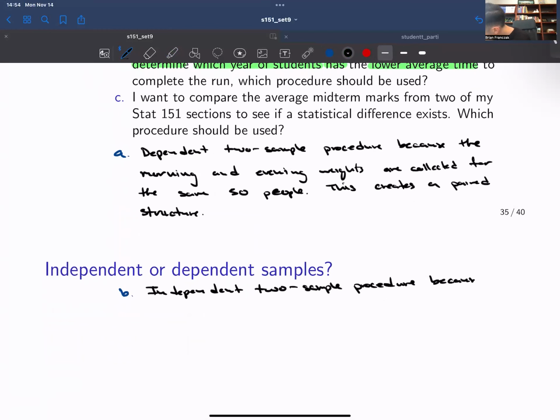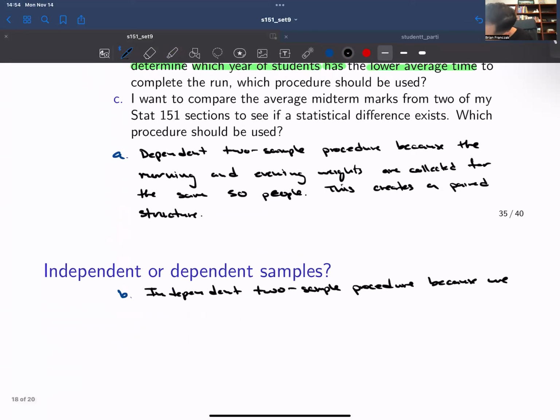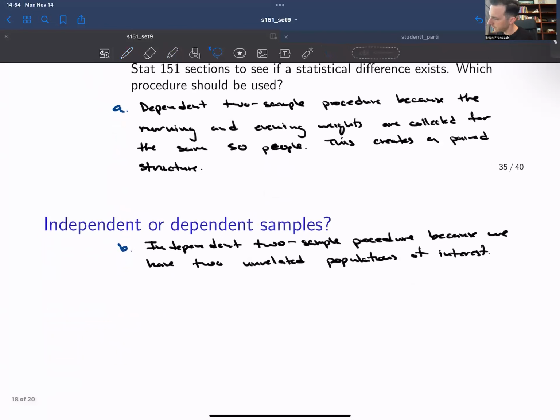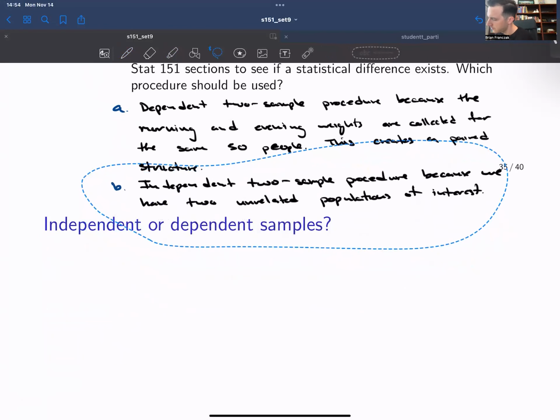because we have two unrelated populations of interest. I guess I could have fit that here, right?